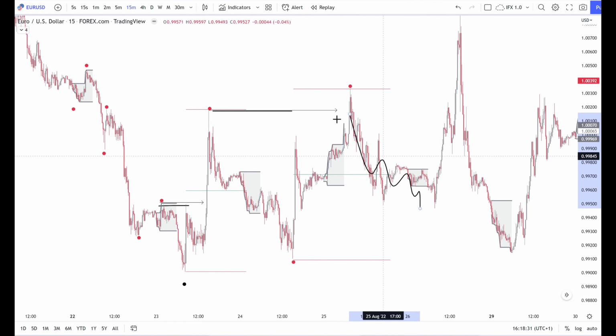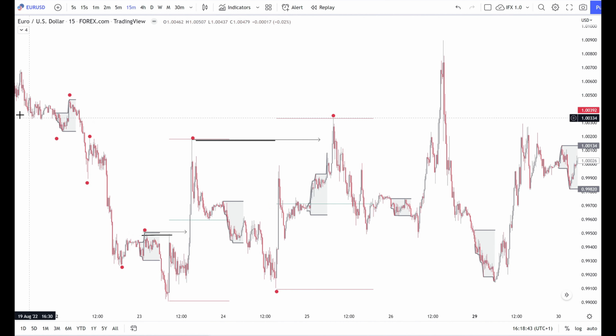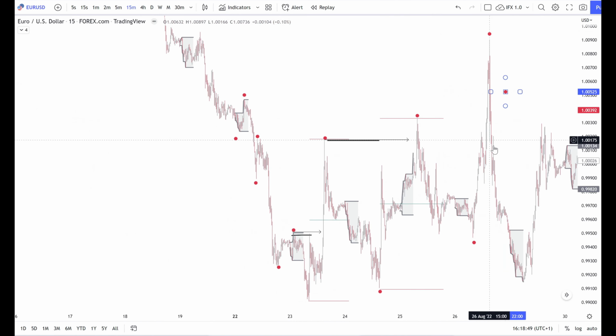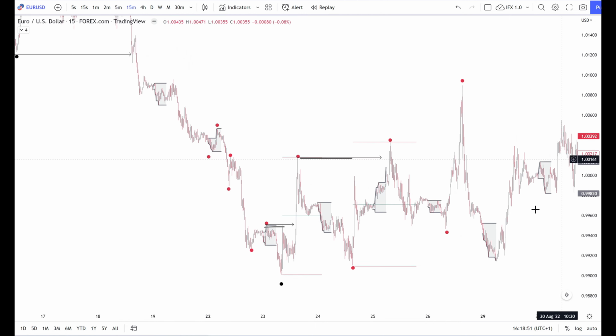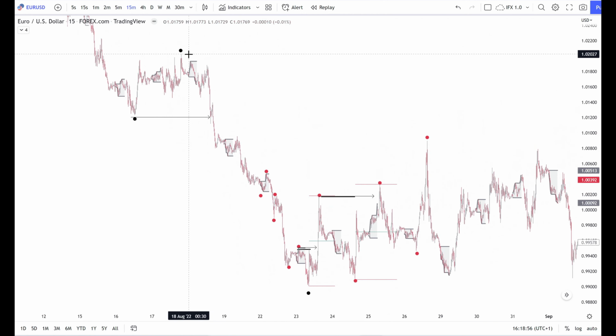What do we have? We have an internal pullback followed by another internal break in structure. Now, this is where things can get a little bit complicated, because you don't want to constantly just focus on internal structure and lose track of where we are relative to the swing point. Now, look here. Exact same thing that we just spoke about here. I'm just going to apply it to the swing.